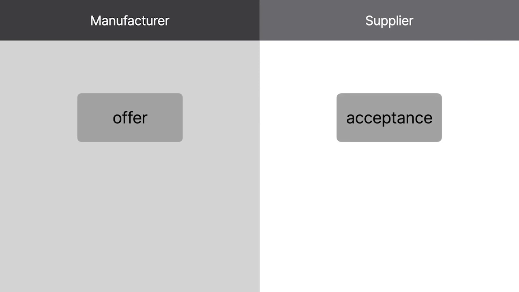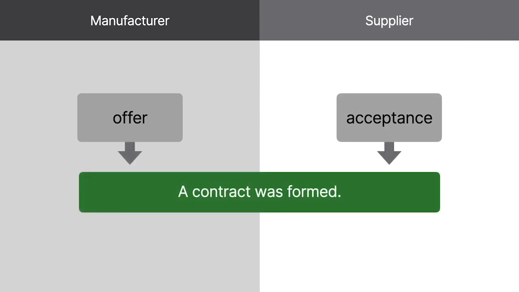Here, the manufacturer made an offer, and the supplier responded with an acceptance in a reasonable time. Thus, a contract was formed, despite the fact that the supplier's acceptance contained additional and different terms. In a moment, we'll discuss how we determine which terms are a part of the party's final contract. But first, let's consider another scenario.